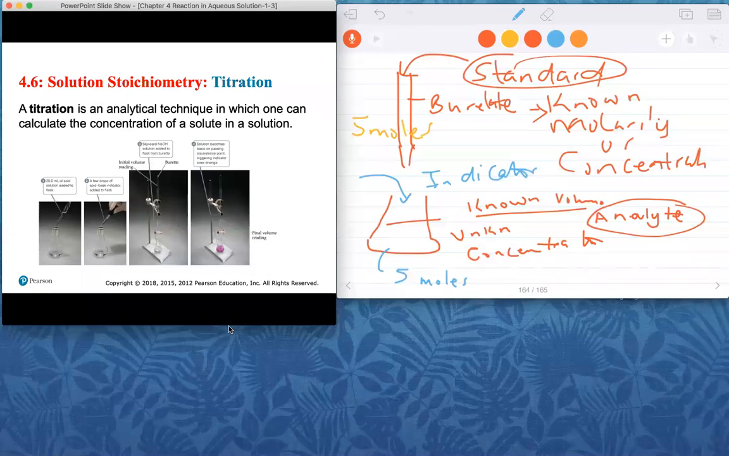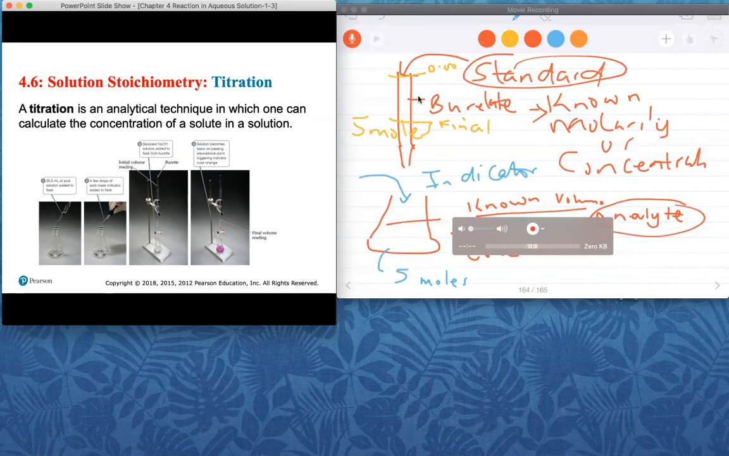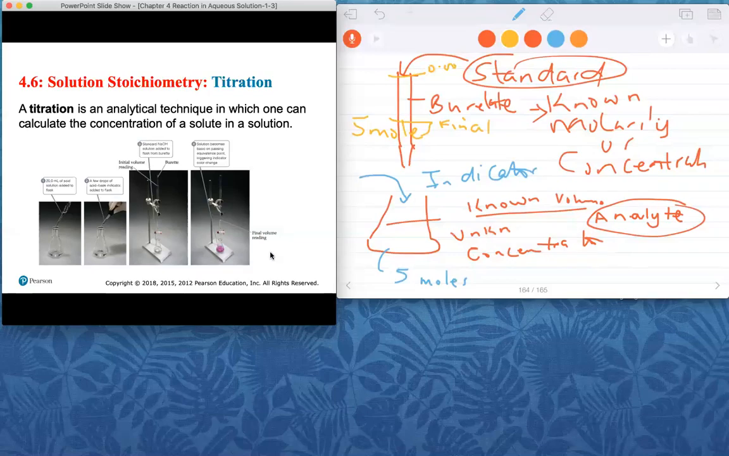You will have to start from the top here. It could be 0.00 to somewhere, where the volume will be your final volume. Final volume is the volume at which you stop once you see what? The color change. And then you calculate the volume. So if I know the concentration of the standard and the volume required to neutralize the unknown, you use the stoichiometry to determine the concentration of your unknown, or your analyte in this case. So let's see how problems are presented in titration.